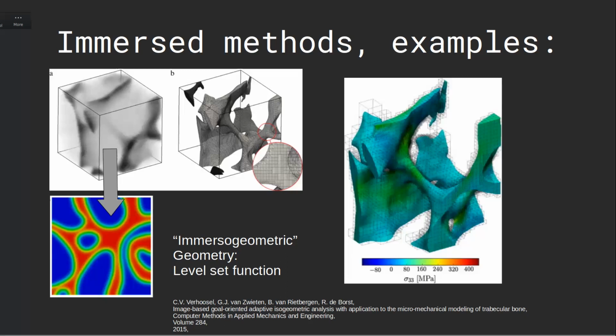And according to my supervisor, he first tried to mesh this with tetrahedral elements, but it was kind of difficult to get good quality meshes, and they had problems with conditioning numbers. So they couldn't really use the iterative solvers they wanted in that case. And in this case, the flavor of immersed method they used is called immersed isogeometric, because they use isogeometric elements in the simulation.